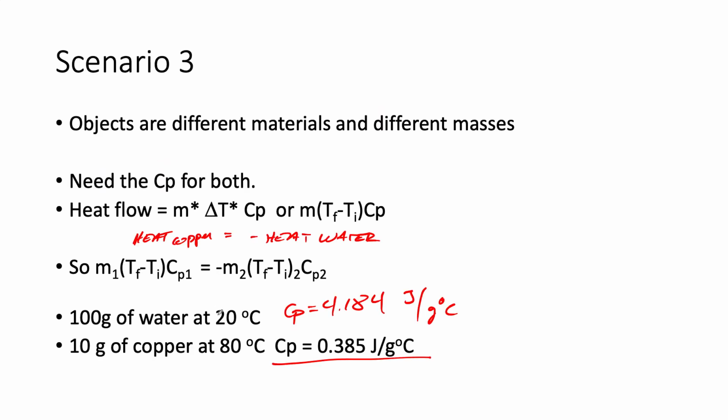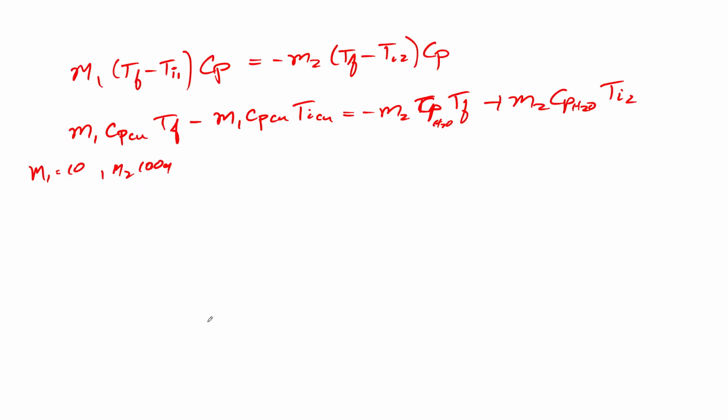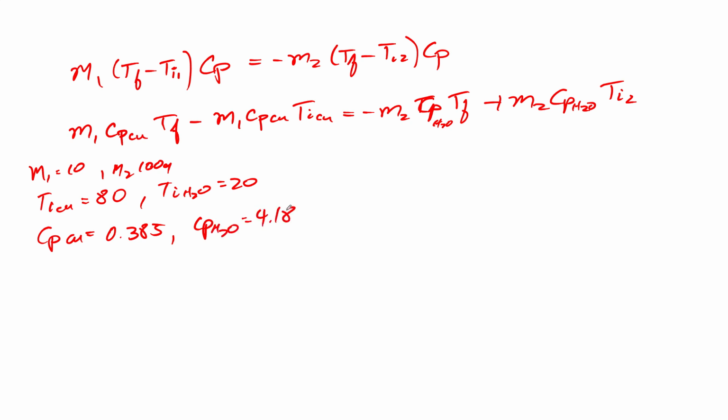Let's go back up here. Yep, 10, 100, 80, and 20. So the initial temperature of copper is equal to 80. The initial temperature of H2O is equal to 20. So we'll put all that in. Now, heat capacity Cp of copper, again, it's going to be 0.385. Cp of water, I know by heart, 4.184.